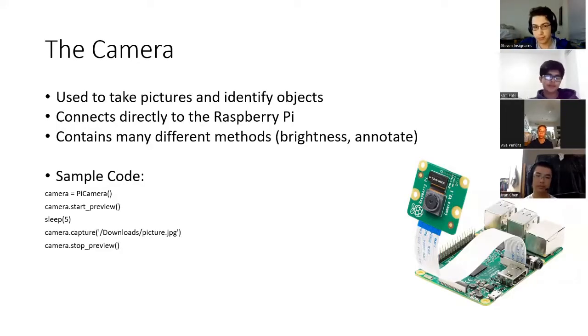Okay, so the camera is a part of the CubeSat whose main responsibility is to take pictures and identify objects, and it's practically the eyes of the system. The camera connects directly with the Raspberry Pi as seen in the picture, and it can contain many different methods such as brightness, annotation, and contrast, and a lot of others to adjust the picture the way you want it. And for the code, here's a sample code where we just initiate the camera, start it, have it sleep, take a picture, and then stop.